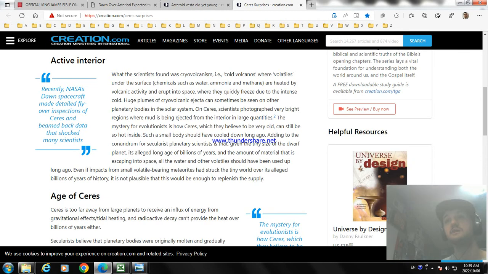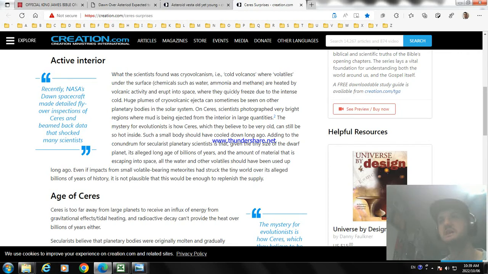Okay, what the scientists found was cryovolcanism, i.e. cold volcanoes. Volatiles under the surface, chemicals such as water, ammonia, and methane, are heated by volcanic activity and erupt into space, where they quickly freeze in the intense cold. Huge plumes of cryogenic ejecta can sometimes reach other planetary bodies in the system.